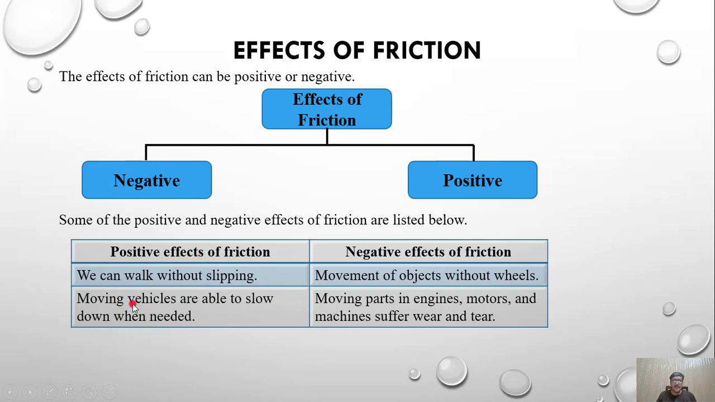Similarly, moving vehicles are able to slow down. Why? Because when we apply the brake, friction is occurring there. So it is also a positive effect of friction.